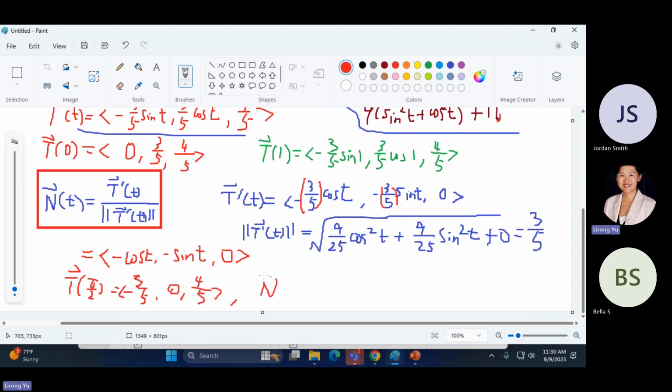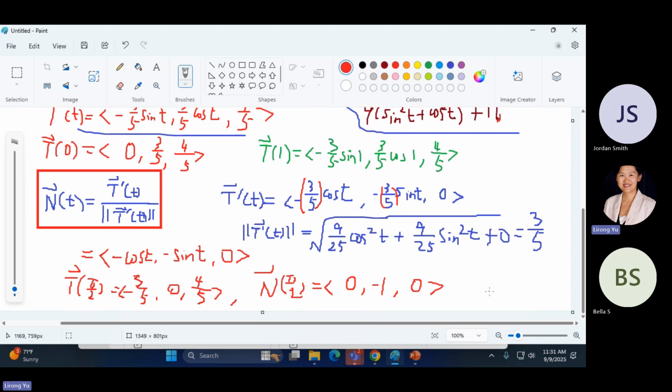Then N of pi over 2. The angle is pi over 2, so cosine pi over 2 equals 0, so this component is 0. Sine pi over 2 equals 1, so that's negative 1. The last one is 0. You can clearly see that the dot product between the two is definitely 0 because they are perpendicular. Negative 3/5 times 0, plus 0 times negative 1, plus 4/5 times 0. So the dot product equals 0, and they are perpendicular.